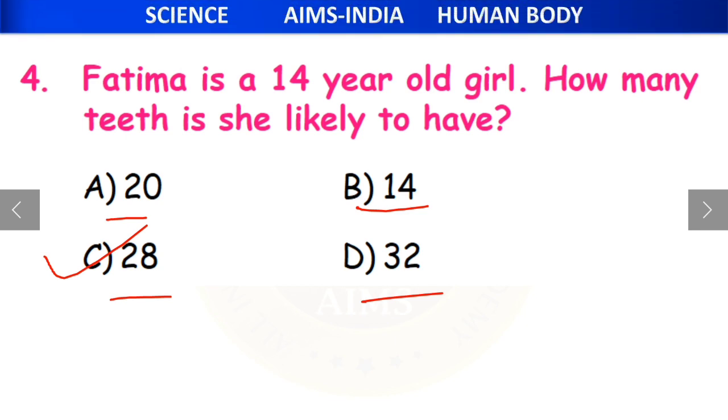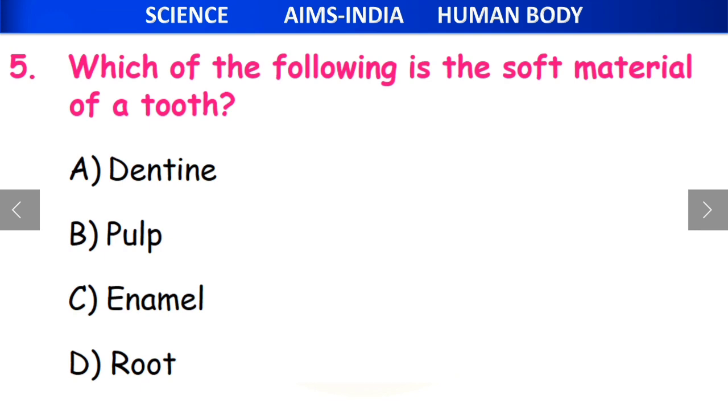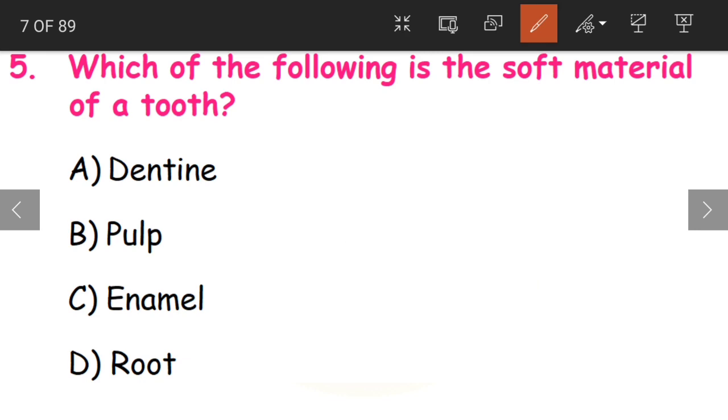Okay, clear? Now, fifth one, which of the following is a soft material of a tooth? Is it dentine, pulp, enamel, or root? And the answer is pulp. These are like blood vessels. We have already learnt about this. So this pulp is nothing but like blood vessels, which are very soft. So B is the correct answer, children.